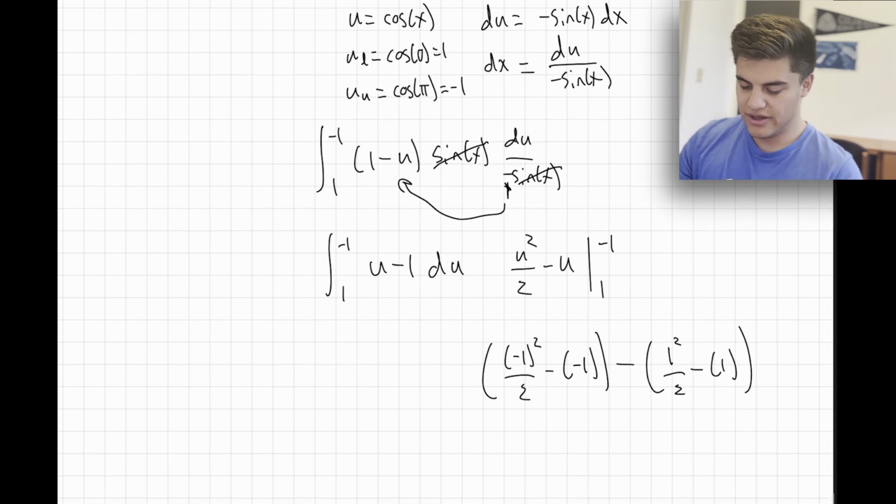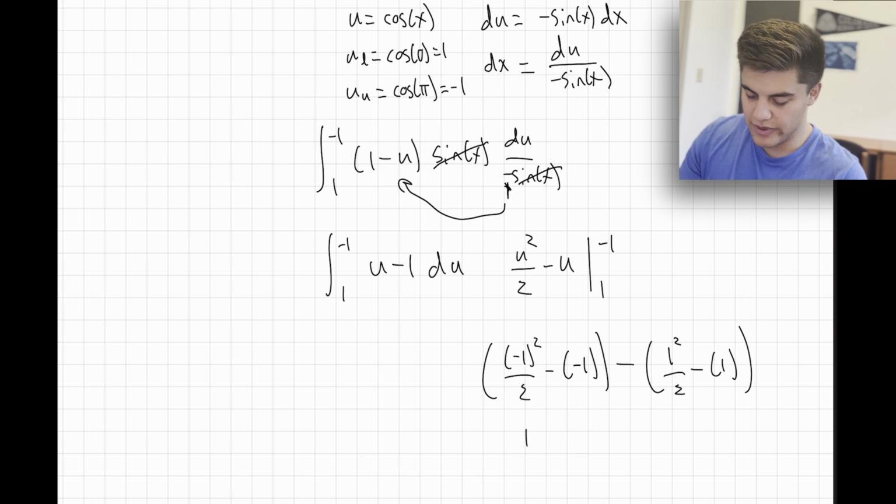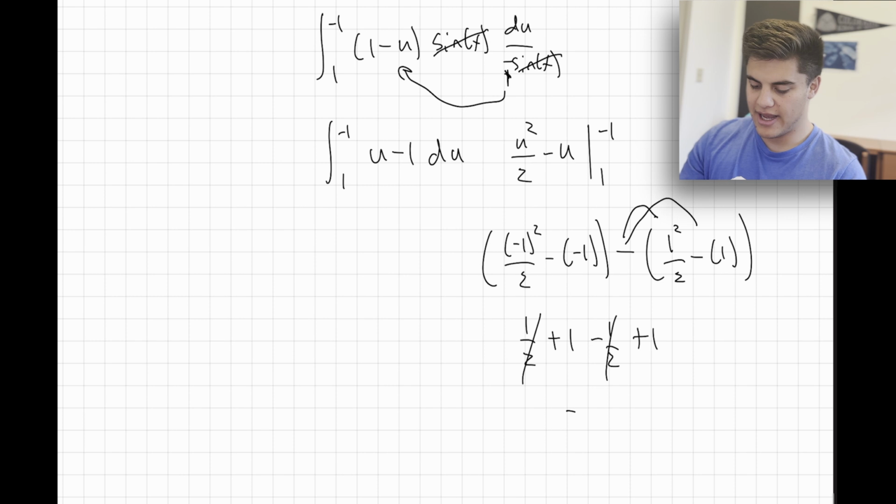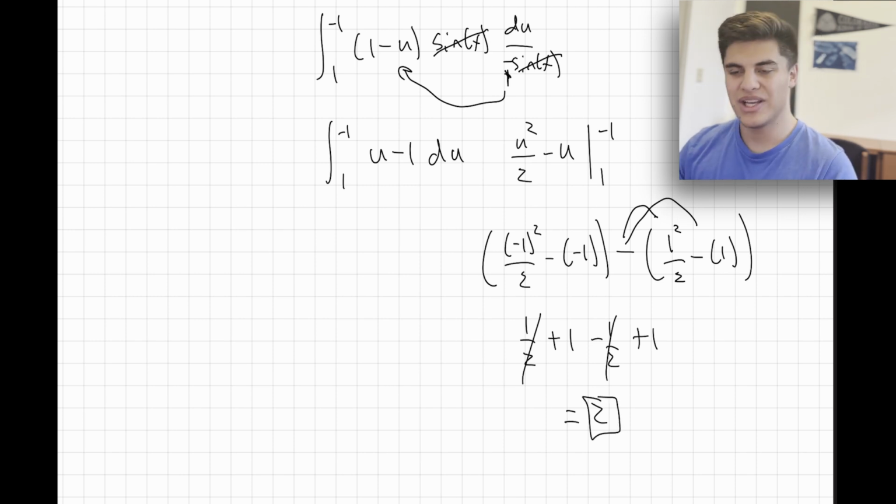So what we do here is negative 1 squared is 1, so we have 1/2. Minus negative 1 is plus 1, and then distribute this in, so we have minus 1/2. And then minus minus is plus 1. These minus 1/2s cancel, so we have the answer: the area under the curve is 2 units squared.